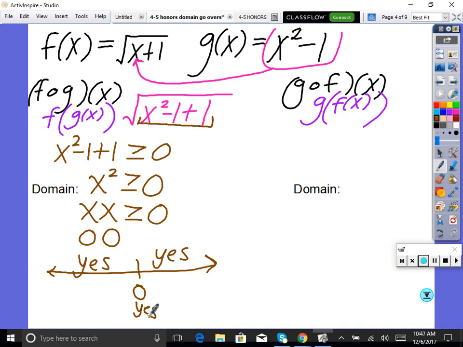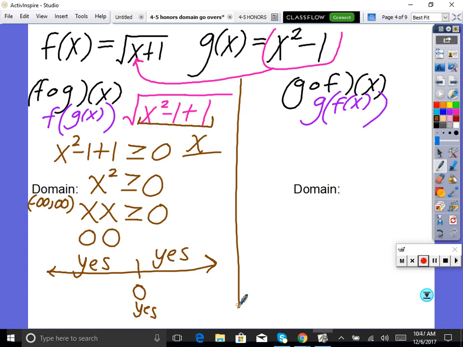So my domain for this one is negative infinity to infinity, which, notice, this one happens to simplify to be x. That's the domain. But it won't always work out that way. It just happened to in this one, because watch the next one. Is everybody good with that first one's domain? Let's do the next one.